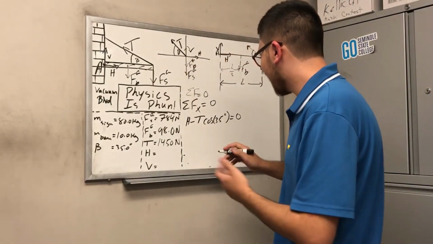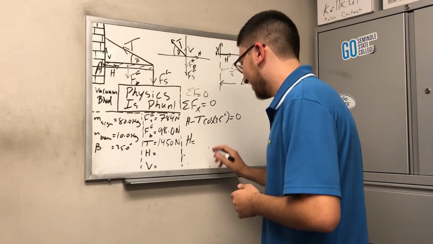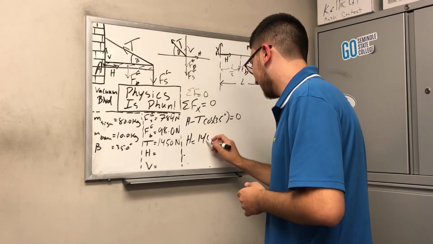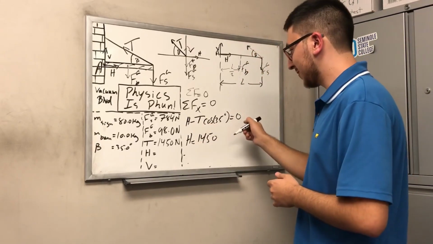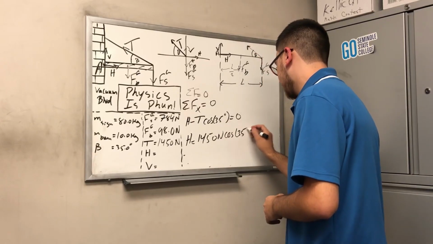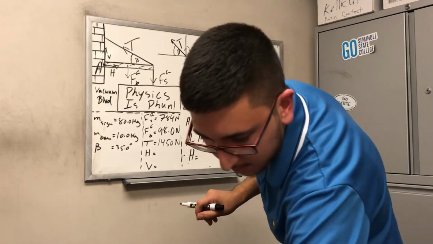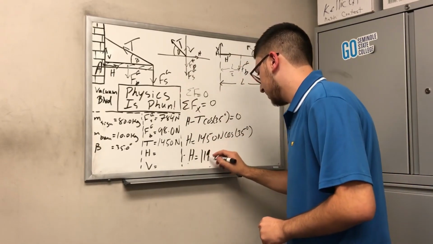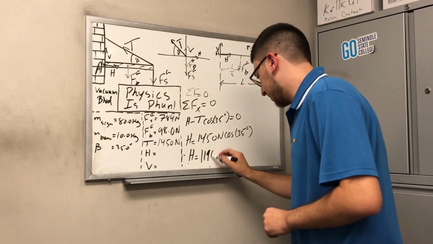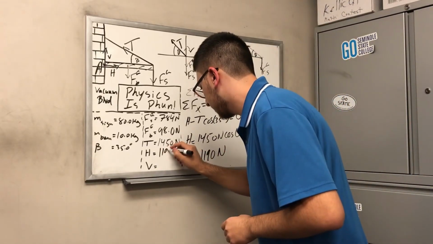So moving on, we can just solve for H, plugging in the T. So this is 1450 cosine 35. We moved it to the other side, so now it's positive. Cosine 35, and our H is 1,190 newtons. So we can write that over here.